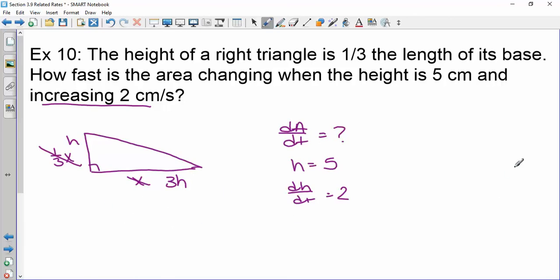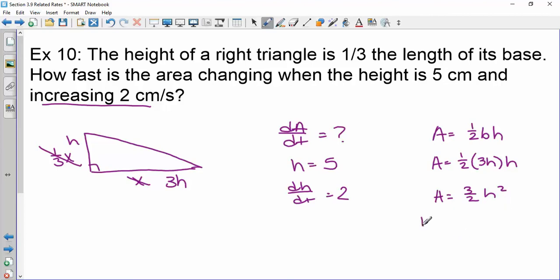We have a triangle. How do we find area of a triangle? Yep. Okay, but again, I don't have any information about the base. So before I do the derivative, I need to get rid of that b. So what did we say the base was equal to? 3h. So my area is 3/2 h squared.